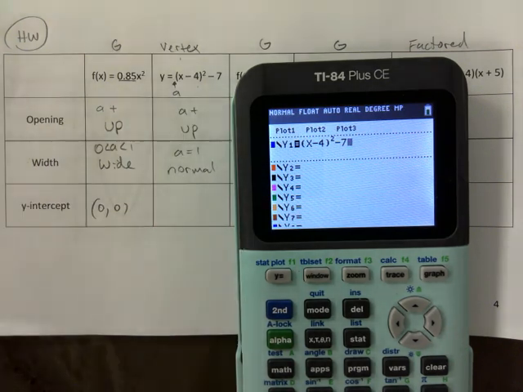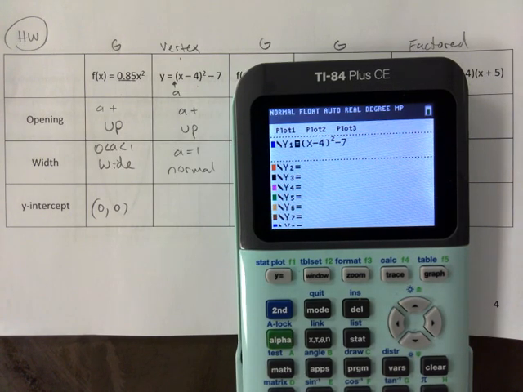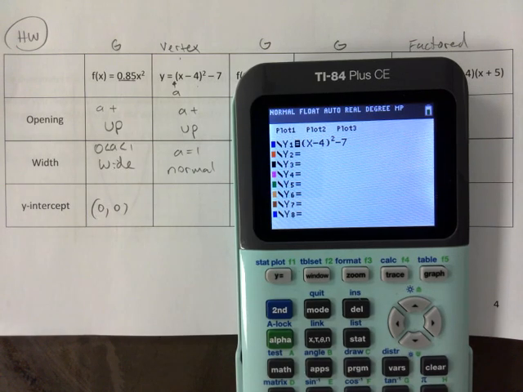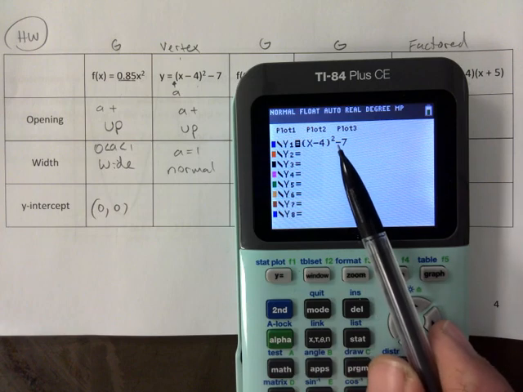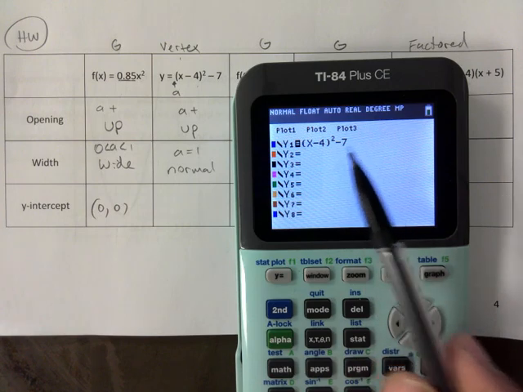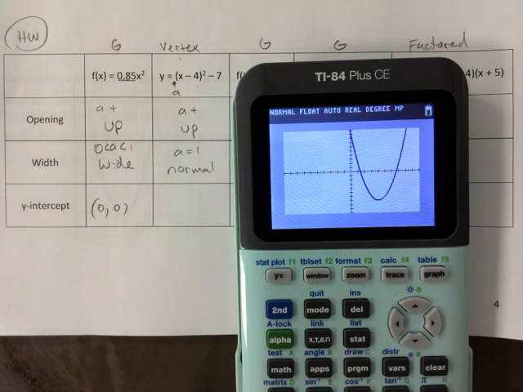If your calculator behaves in a different way, like I'm typing it in a certain way and yours looks different, call me. It has to do with some settings at times, but that's what you're supposed to have, right? So again, these are all minus, right? Minus 4, minus 7, not negative, right? Hit graph.